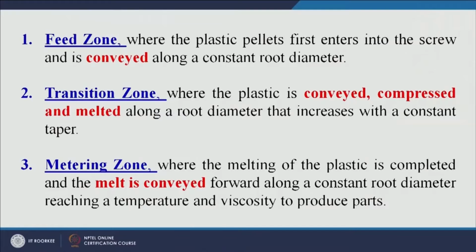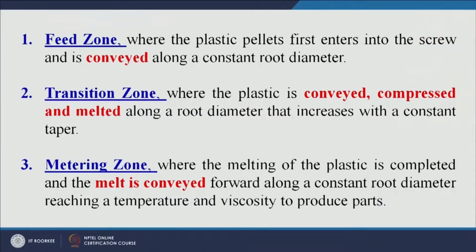Transition zone, where the plastic is conveyed, compressed and melted along the root diameter that increases with a constant taper. We will see in the diagram that there is a constant taper in the screw. But what is the basic purpose of the transition zone? It will convey the pellets that have been received from the hopper further towards the metering zone, and the pellets will be compressed, and because of the heaters all around, they will be melted also.